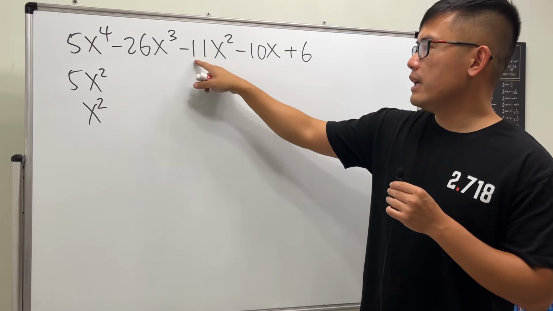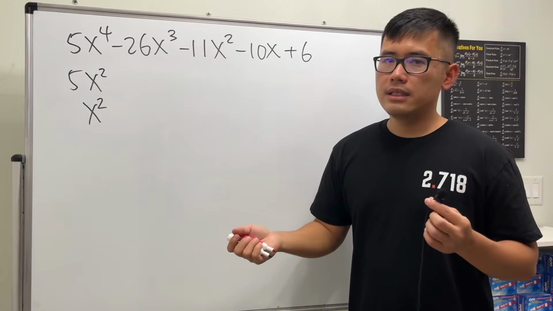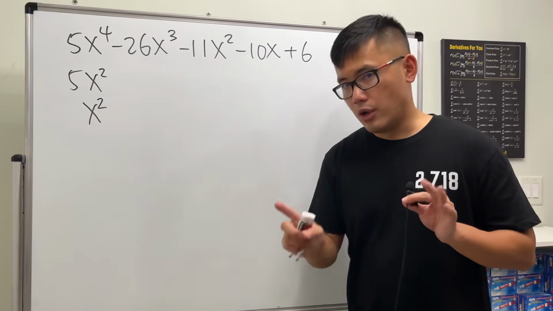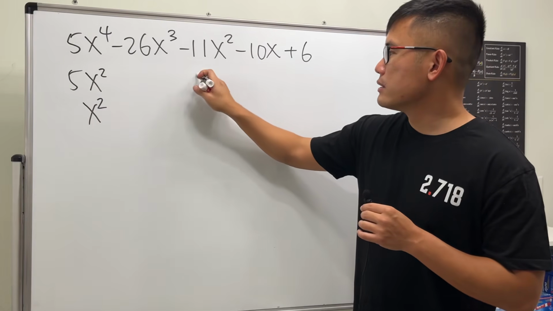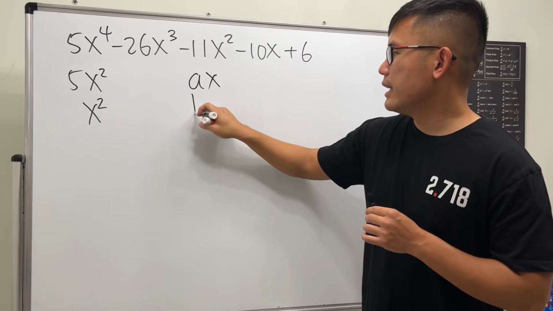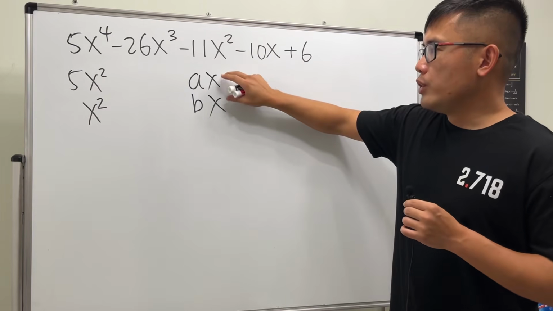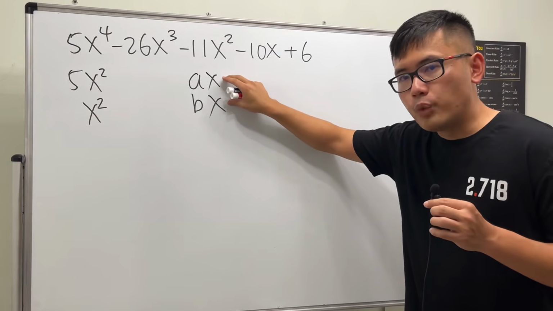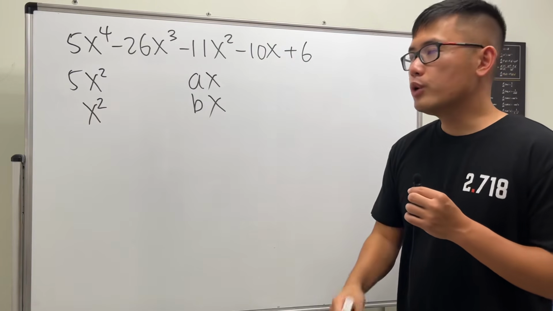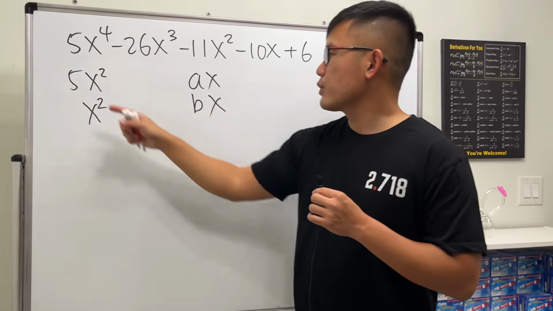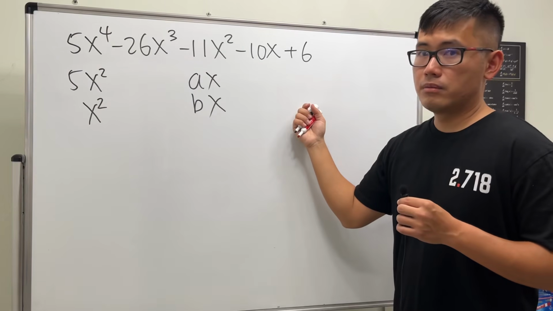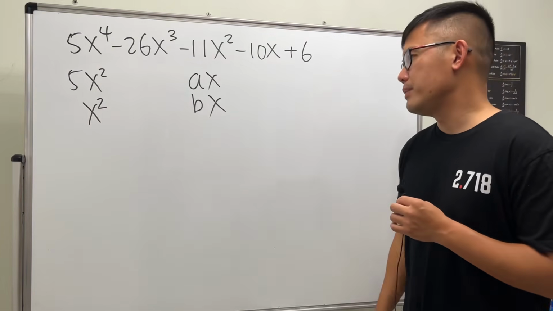You cannot just look at negative 11 and say 1 and negative 11 or negative 1 and 11. No. Right here, we can only put down some number a times x and then b times x, because when you multiply this and that, this is not the only way to produce the x squared term. We will also have to consider the 5x squared times the constant here, right? So we really have to put down a and b right here.